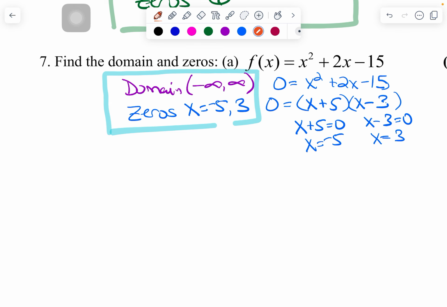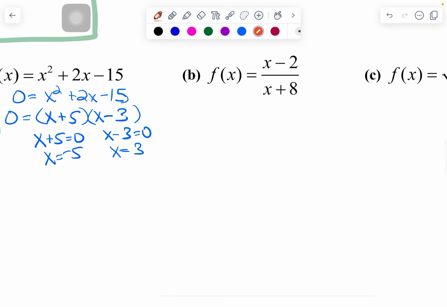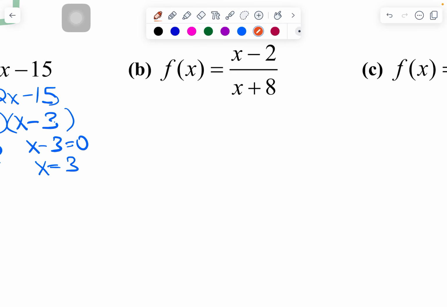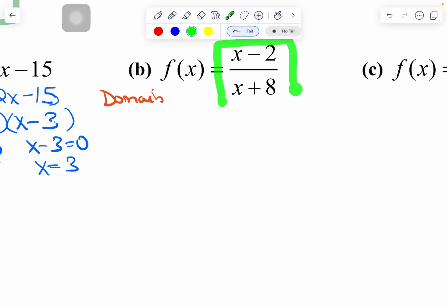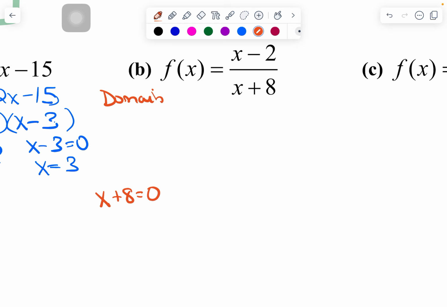Now we're going to start again for part B. When I'm looking for domain, I'll put this off to the side here. For the domain, I'm going to be looking to see what makes any kind of square root not negative. I don't have any square roots here. But I do have a fraction. And when we're dealing with fractions, you cannot let the denominator equal 0. This is going to sound a little bit weird, but I'm going to purposely set the denominator equal to 0 to figure out what my issue number is. So if I subtract 8, I'm going to get x equals -8.